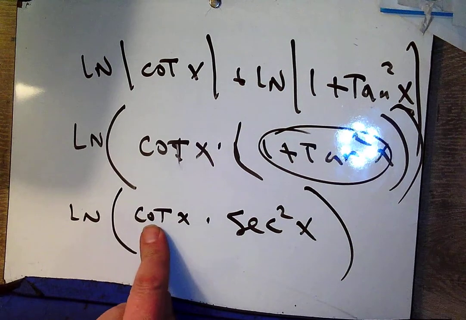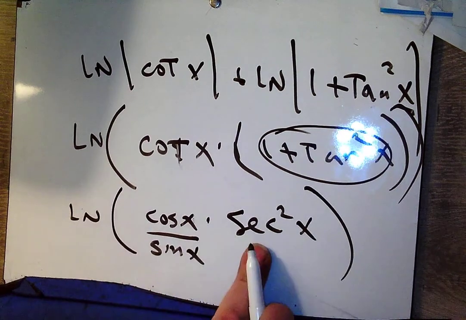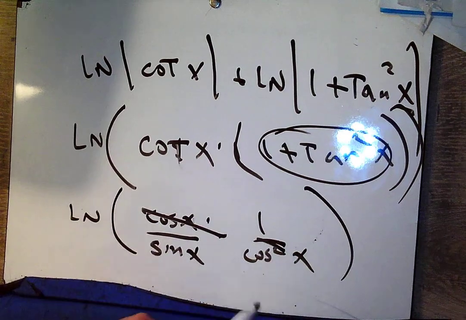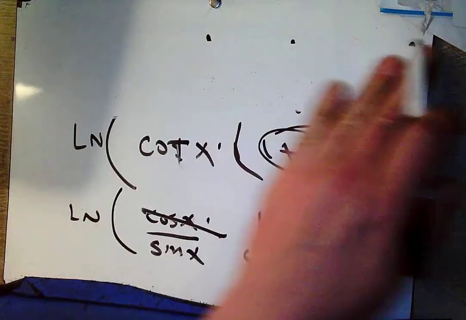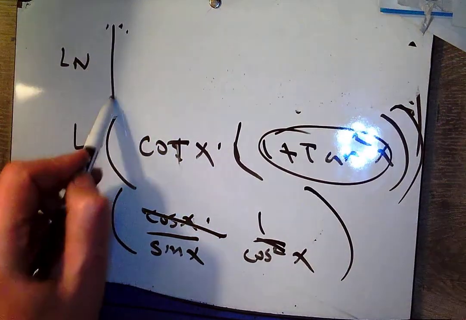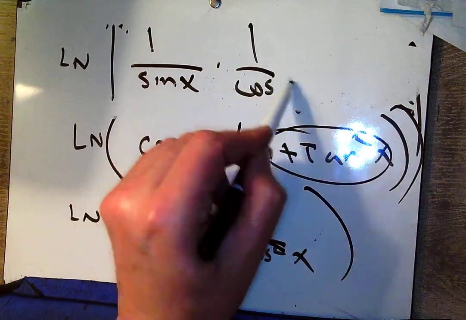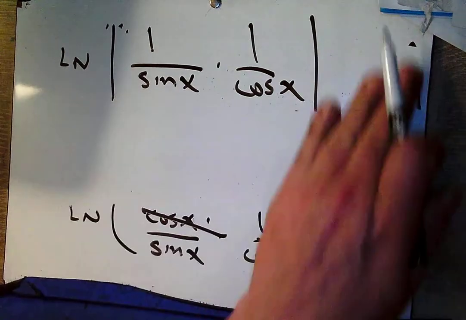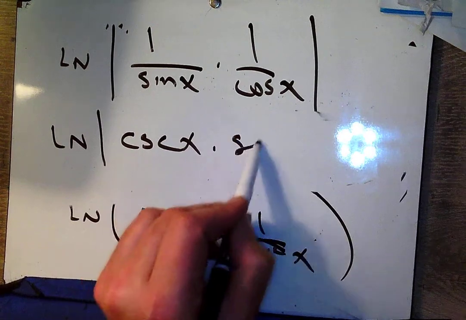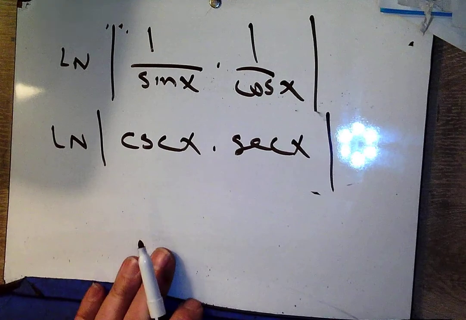Well, cotangent is cosine over sine, and secant squared is 1 over cosine squared. So I can cancel one of those with one of those. And so I end up with the ln of 1 over sine times 1 over cosine. And maybe we could tidy that up a little more and say that's ln of cosecant times secant. Okay, there you go, another substitution.